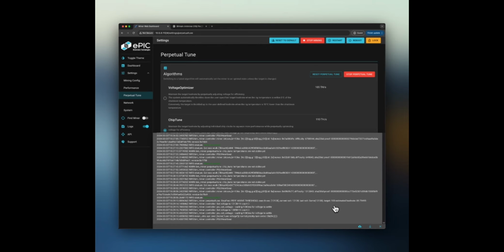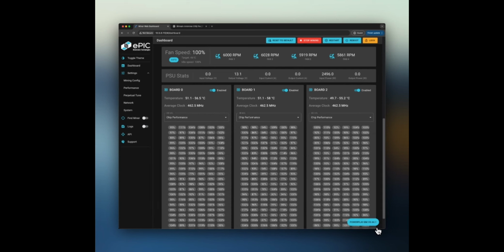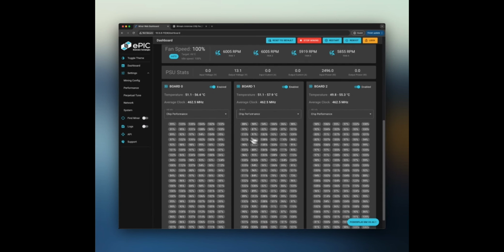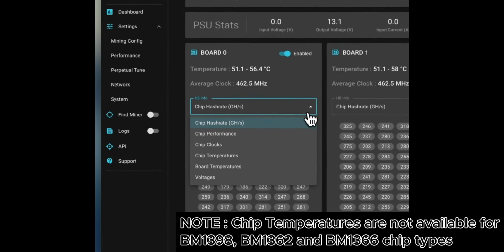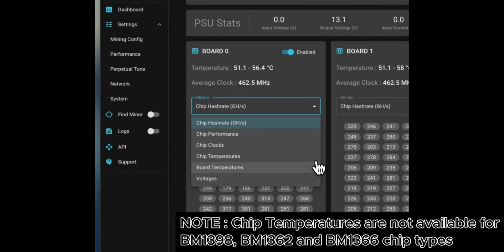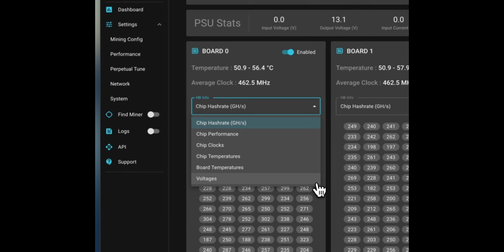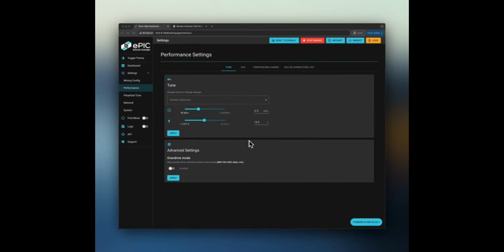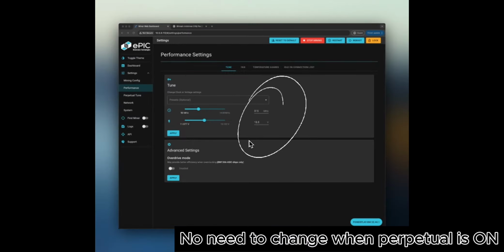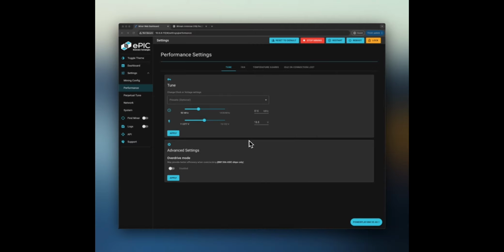Continuously, it will adjust the chip clocks and monitor the chip performance on each hashboard to identify the optimal solution for best chip performance. You can also monitor the hashboard performance on the dashboard along with other information. Again, when the Perpetual Tune is on, you don't need to change anything under the Tune section. Just relax and let it ride.